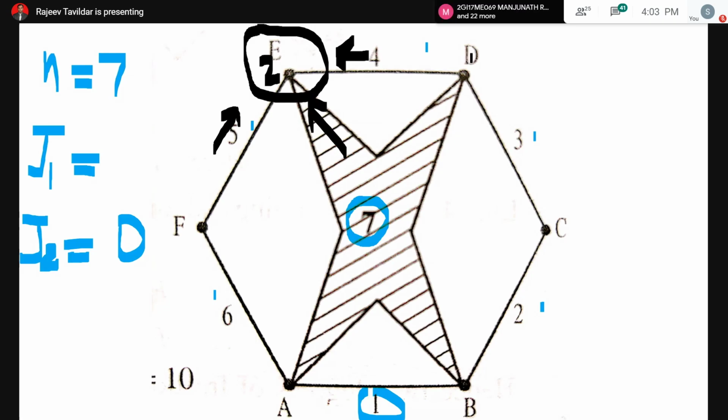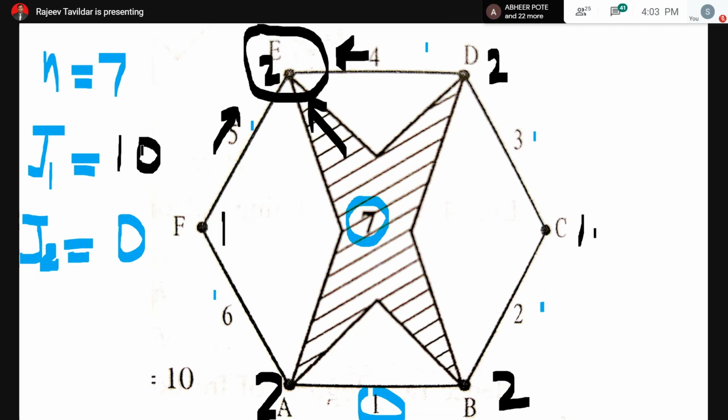Similarly, at point D, I have link 7, link 4, and link 3. So again, it will have 2 joints. At point C, there are only 2 links, that is 3 and 2. So it will have 1 joint. At point B, once again, 2 joints. At point A, once again, 2 joints. At point F, we are having only 1 joint. Okay, so if I count this now, it is 2, 4, 5, 6, 7, 8, 9, and 10. So the answer I'm getting is 10. Number of joints are 10.